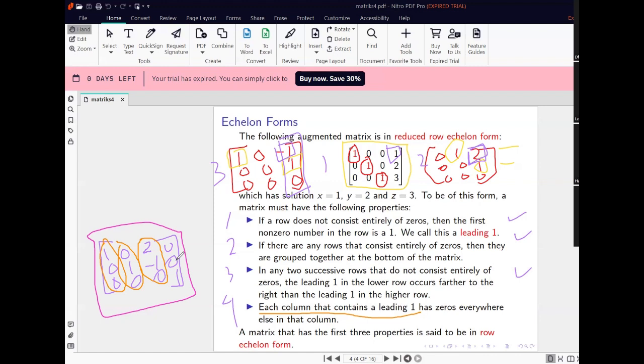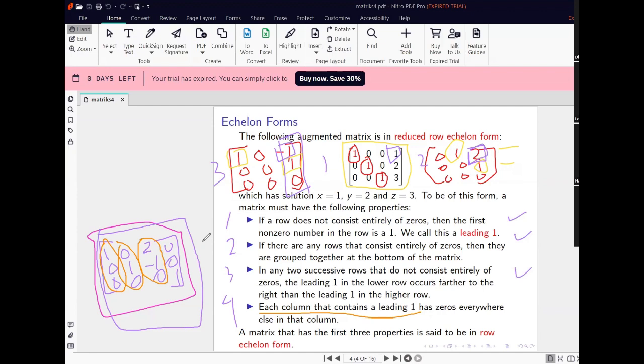This column contains a leading one. It's correct, and it has zeros everywhere else in this column. So this new transformation of the augmented matrix is also in row reduced echelon form.